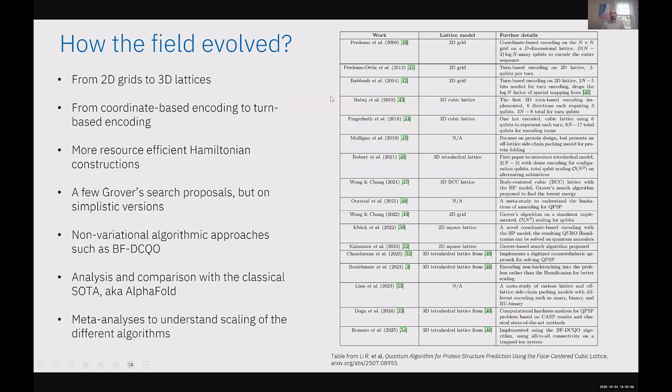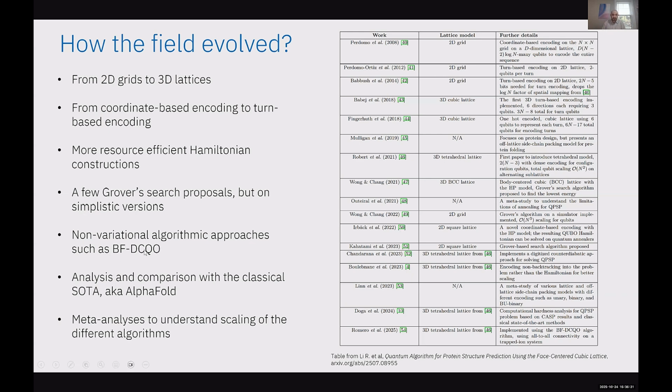And the field actually evolved, as I mentioned. We did a very in-depth literature analysis. These are the big papers in the field, from 2008 to this year, and it still continues to evolve. It's an active area. It goes from two-dimensional structures to three-dimensional structures, and more efficient encoding, so you can get away with using fewer qubits to encode the same protein sequence.